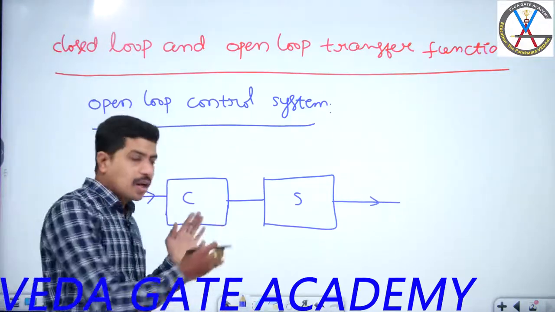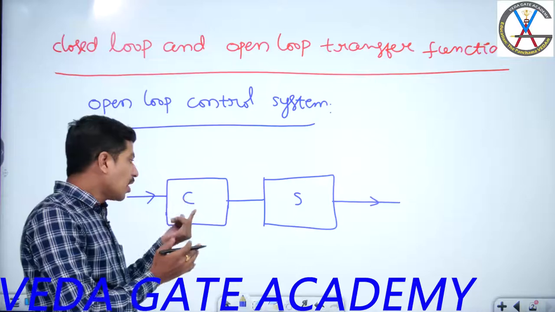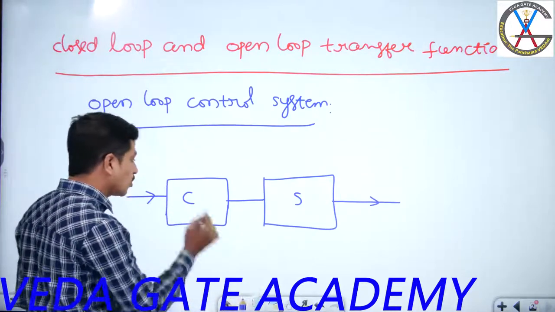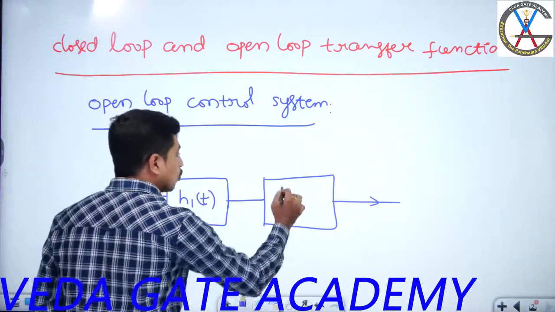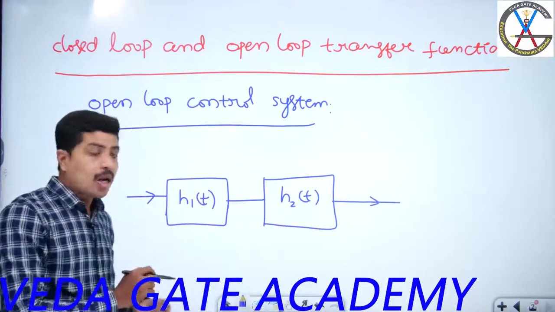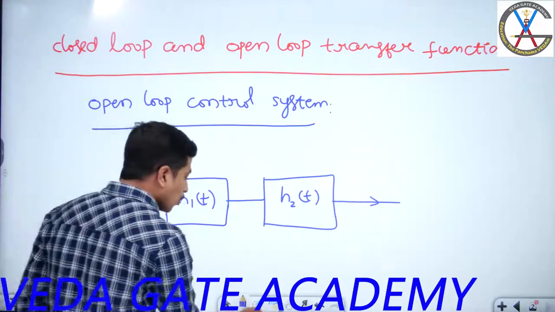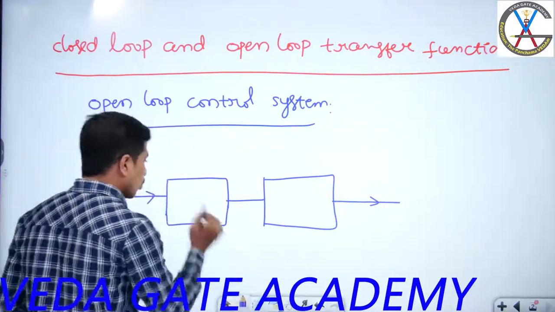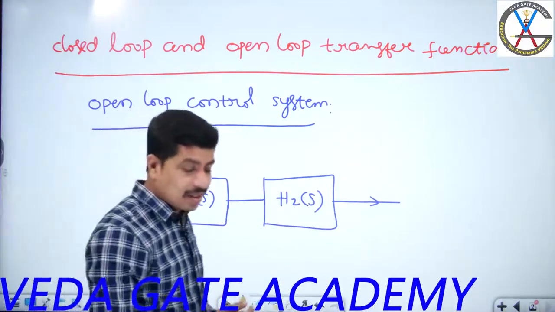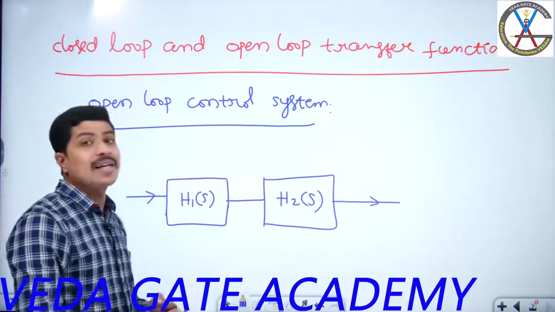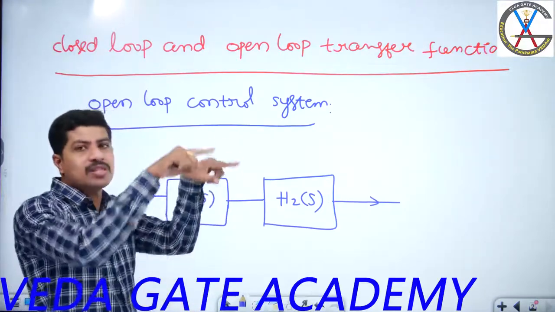Now, suppose this is the controller. It is having one function in S domain, or it has some response in time domain. I can call this one H1 of t, and this one H2 of t. Now, in time domain, H1 of t must be convolved with H2 of t. But if we convert into S domain, this is H1 of S and this is H2 of S. In frequency domain, both will be directly multiplied. I'll get some H of S, and I'll represent it with a single box.